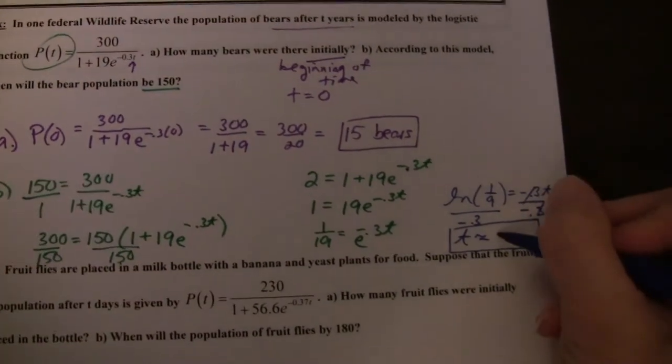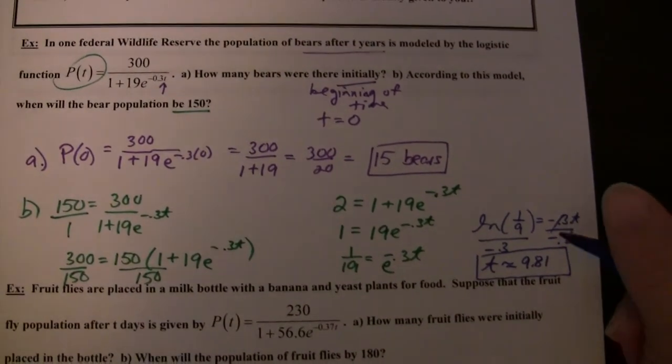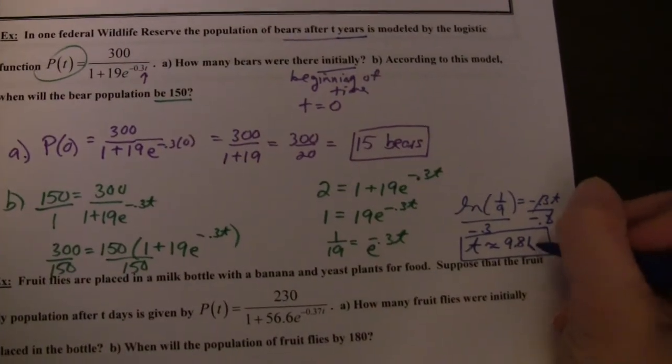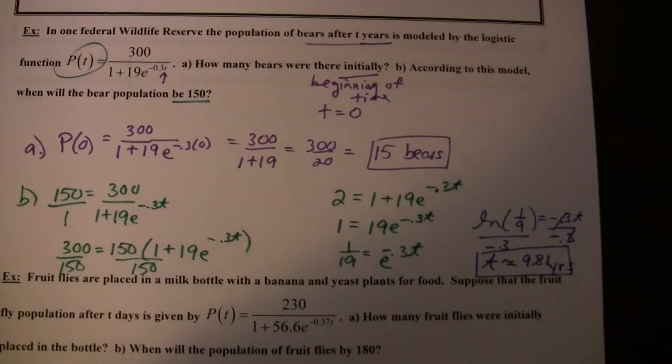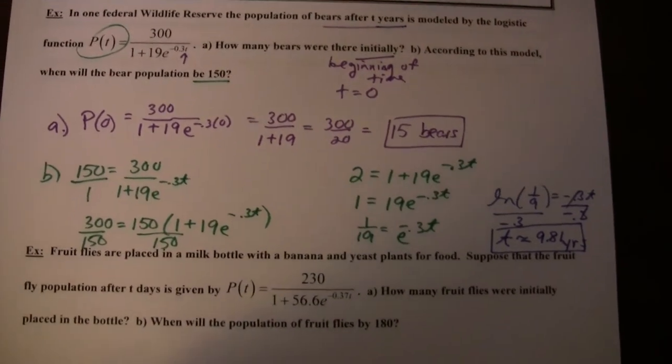And the answer is 9.81. What is this? Years. So we've got 9.81 years. You get your time units from reading the problem. Okay, let's do it again.